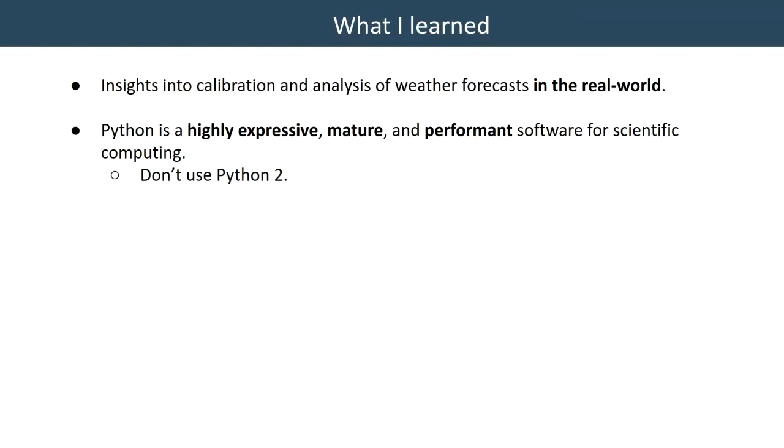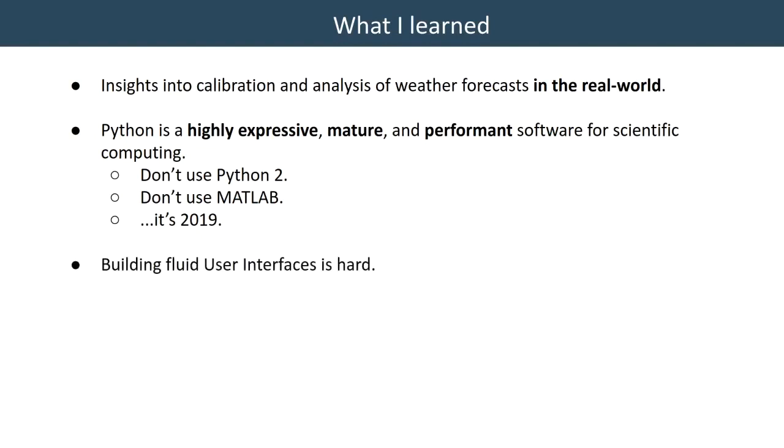Just some words of advice: don't use Python 2 if you're starting a new project. Also, don't use MATLAB, if possible, okay, because it's 2019 and you should be using Python 3. Building fluid user interfaces is really, really hard, but Electron is your best bet. If you're writing a desktop application, use Electron. It's cross-platform. And you can use JavaScript.